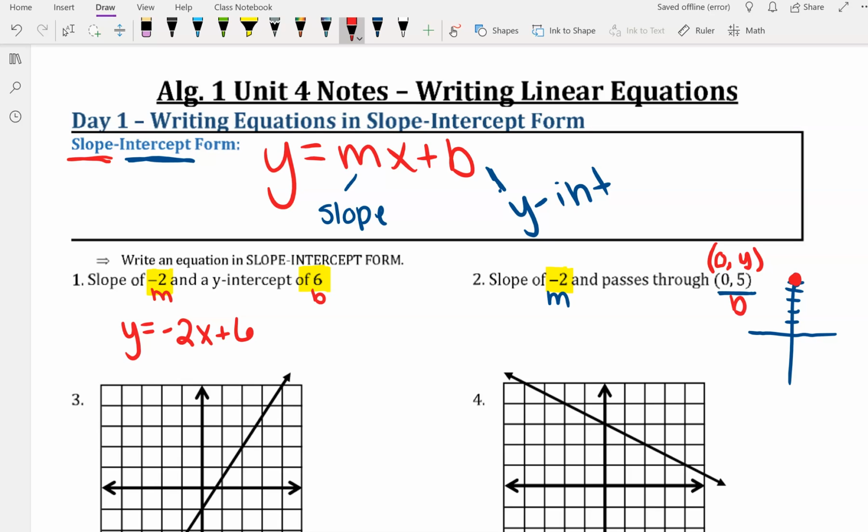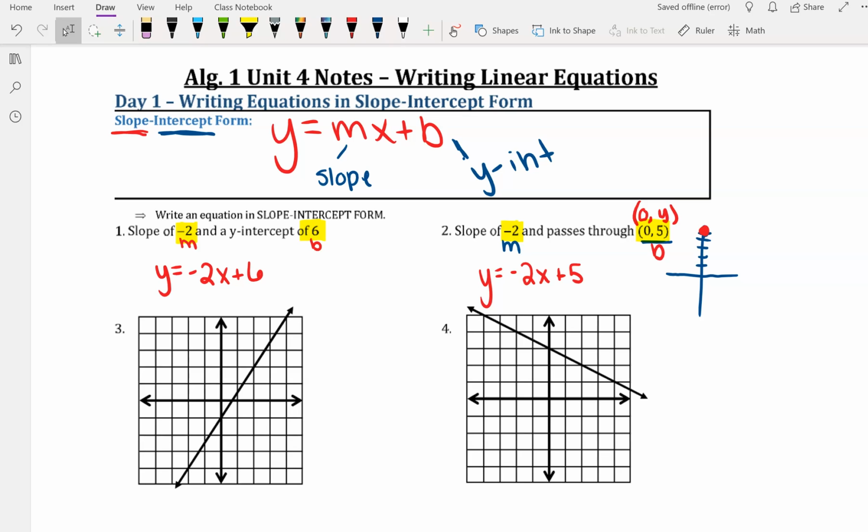So that's your b. So when I write this in y equals mx plus b, it's going to be y equals -2x plus 5. Your b is 5. So basically, anytime you see the point 0, comma something, that's your b. That's your y-intercept.